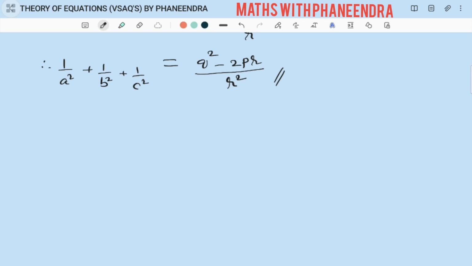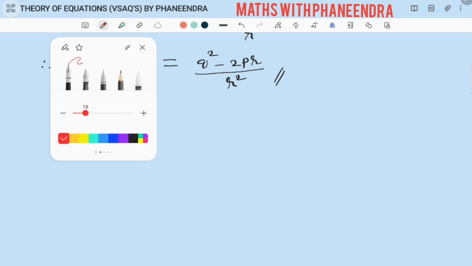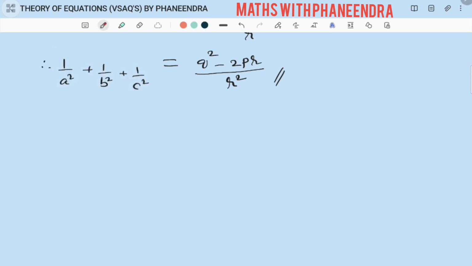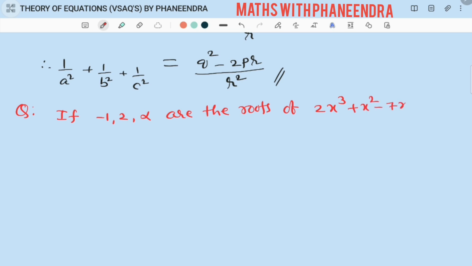Based on roots and coefficients, one more question is there, which was given in the public examination. If minus 1, 2, alpha are the roots of 2x cube plus x square minus 7x minus 6 equal to 0, then find alpha.